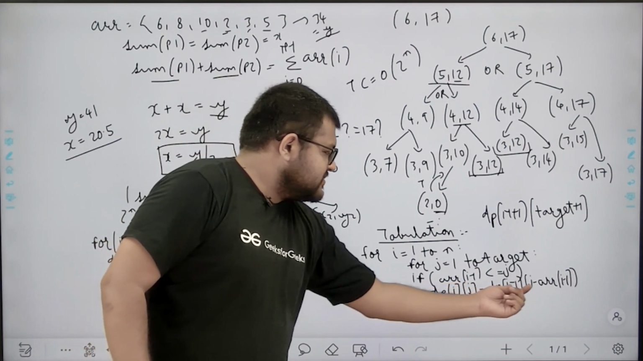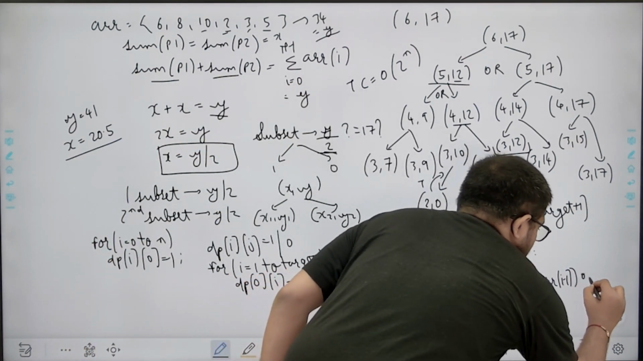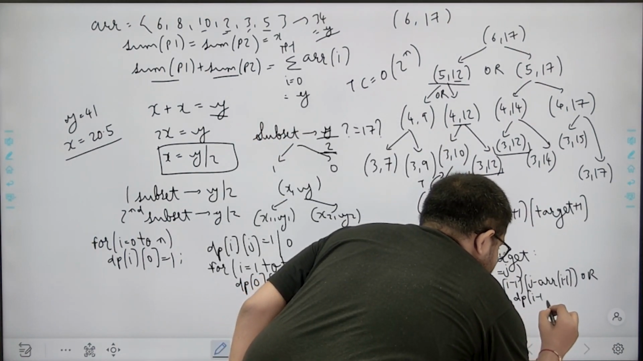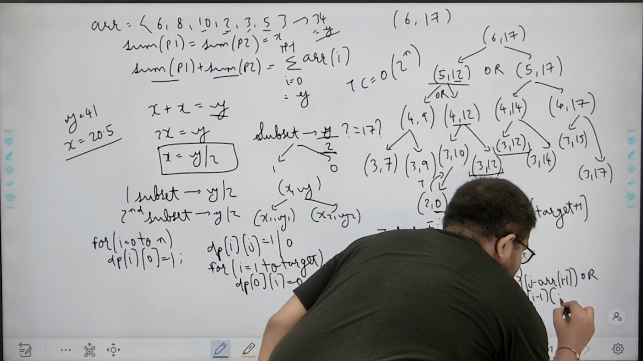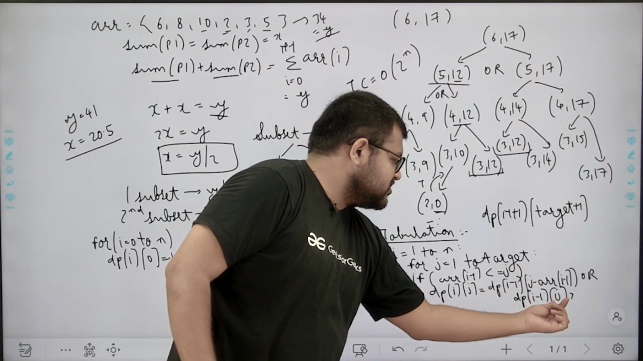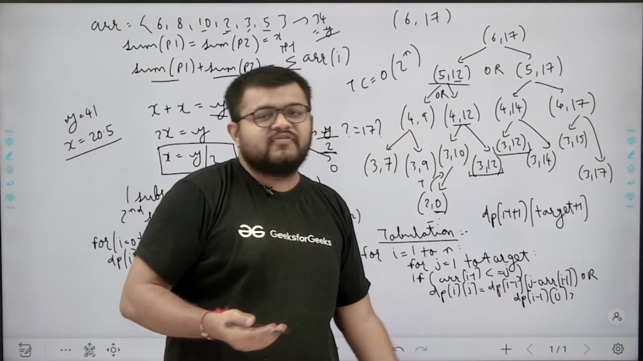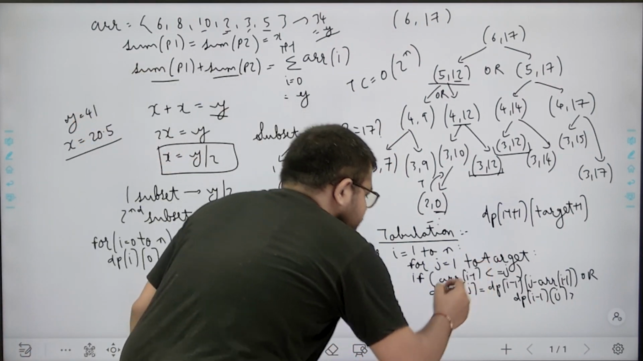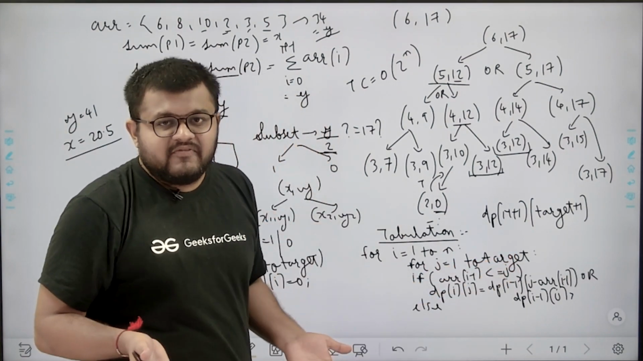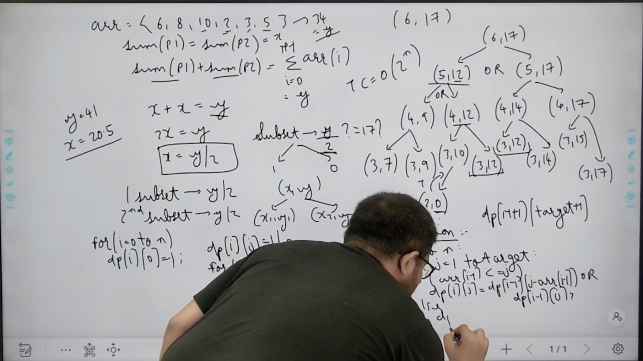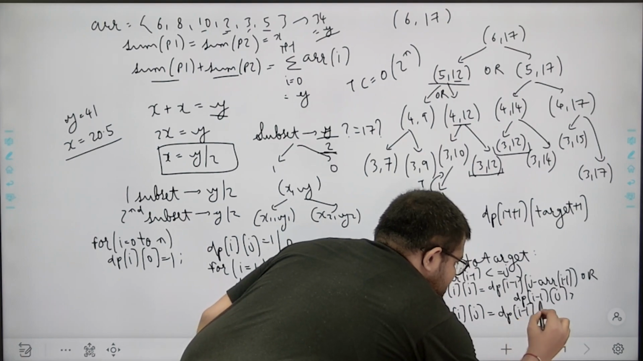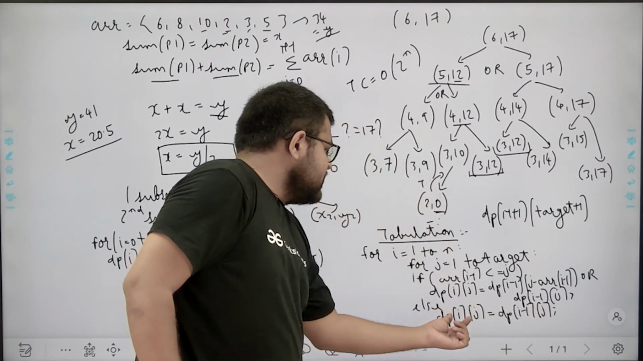So dp of i j is equals to this, or suppose I decide not to consider the ith element. So I need to find a subset using the first i minus 1 elements, and its sum would be still j, because if I do not consider the ith element, the remaining sum would be still j. So I'll tell whether I can find it using the first i minus 1 elements. Okay, but if the value of that element is greater than j, then I can definitely not consider it. Okay, so in that case I would get dp of i j is equals to dp of i minus 1 j. So what does this basically say?